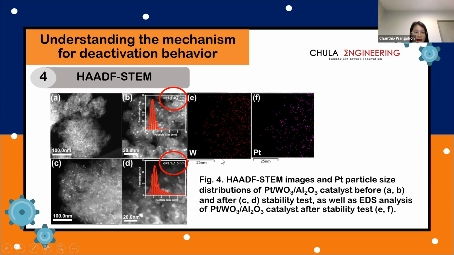And we can see that the mean size of the platinum particle size distribution of this catalyst before the stability test is 1.9 nanometers, and after the reaction, the platinum particle size goes up to 3.1 nanometers.